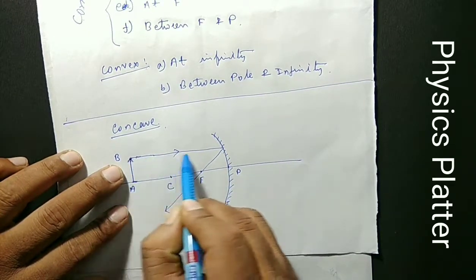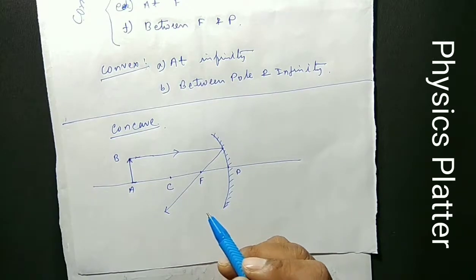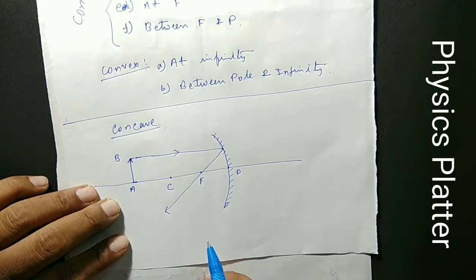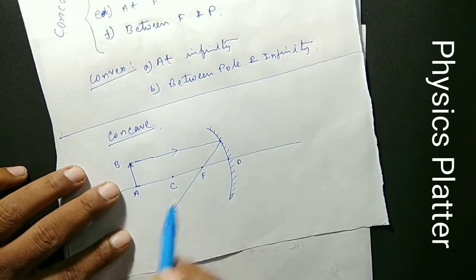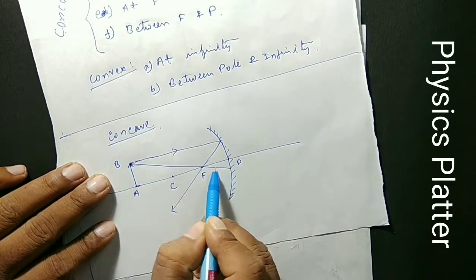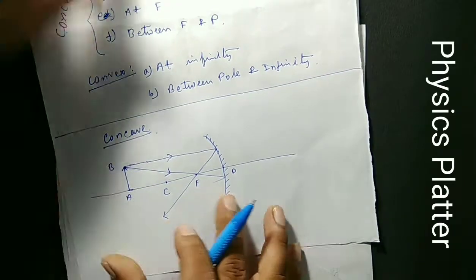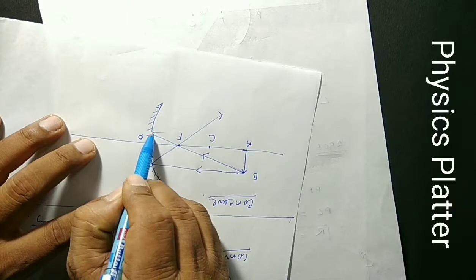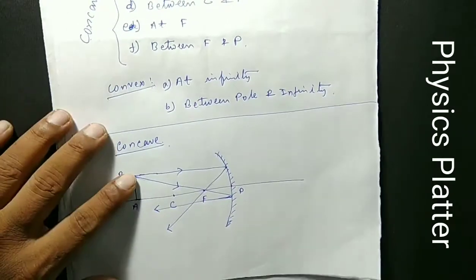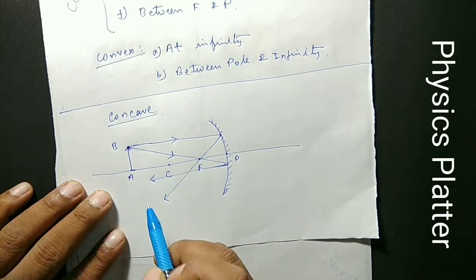First thing is that a paraxial ray always goes through the focus of the concave mirror after reflection. We know that, right? So we can draw a paraxial ray which after reflection will go through the focus. That's one ray. Secondly, if any ray goes through the focus of the mirror, after reflection it will become a paraxial ray. Let me draw like this.